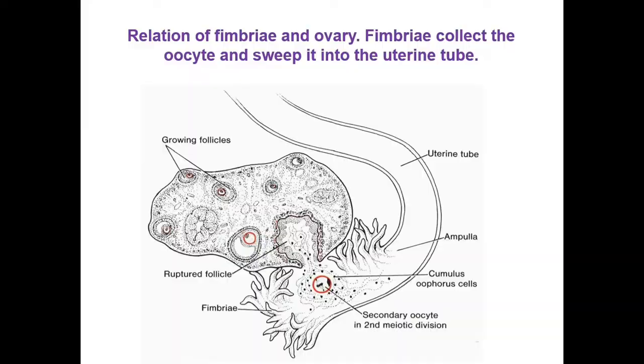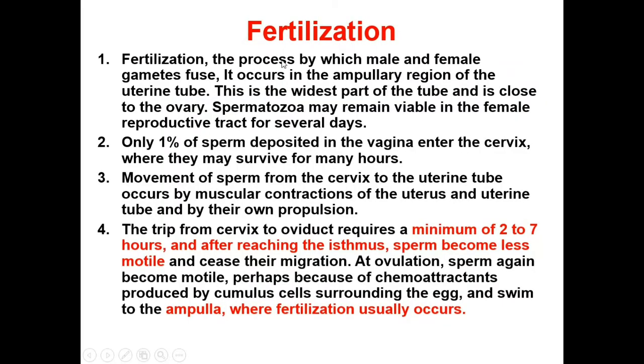So first of all, the definition of fertilization: the process by which the male and female gametes fuse. It occurs in the ampullary region of the uterine tube. This is the widest part of the tube and is close to the ovary. Spermatozoa may remain viable in the female reproductive tract for several days. Only 1% of the sperm deposited in the vagina enters the cervix, where they may survive for many hours.